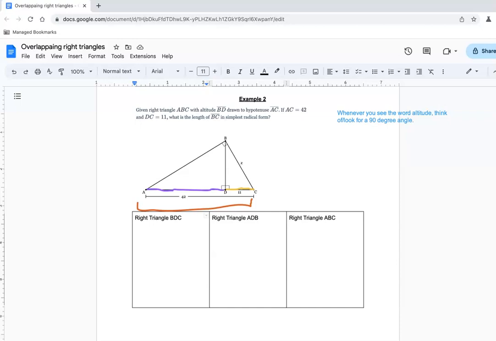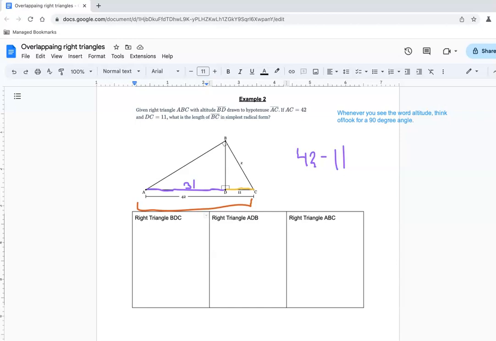So we just have to subtract 42 minus 11. And that's going to give us 31. So this blue part right here, AD, is 31. Let's just keep that in mind, okay? But what we're going to do is draw the triangle separately, just like we did in the previous question. So let's go ahead and do that, right?